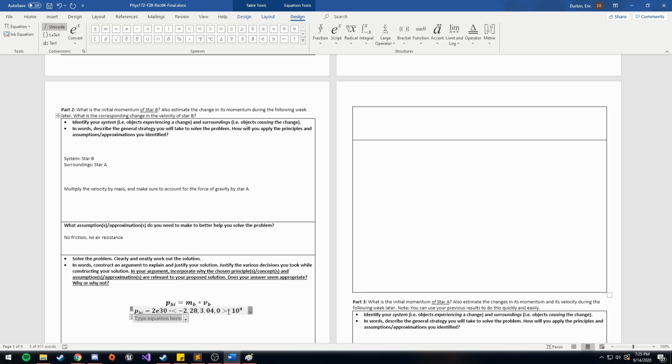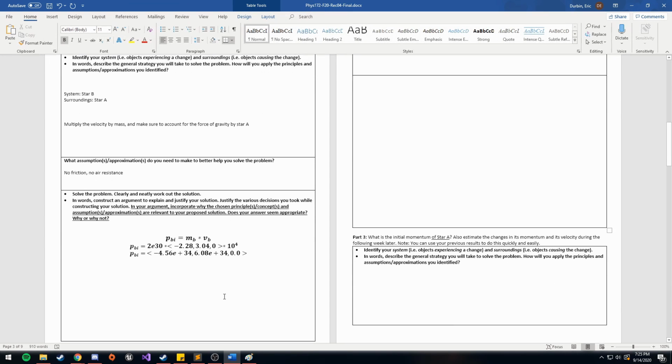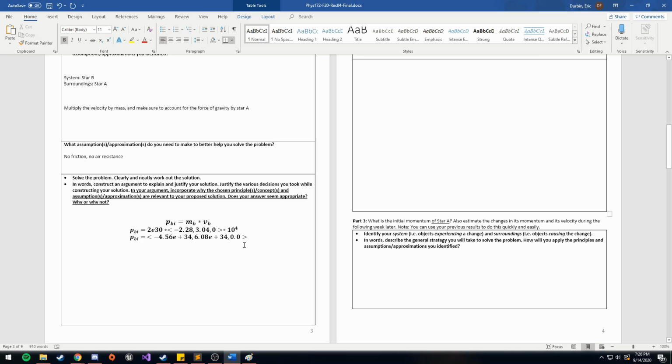Negative 4.56 times 10 to the 42nd, and then 6.08 times 10 to the 42nd, and then 0, right? Just one negative. Yeah, so negative, positive, or 0. Got it. Okay, awesome. Negative 4.56. Cool.